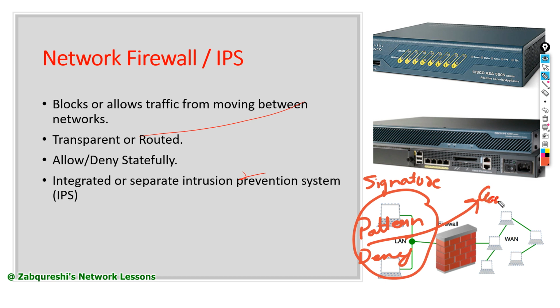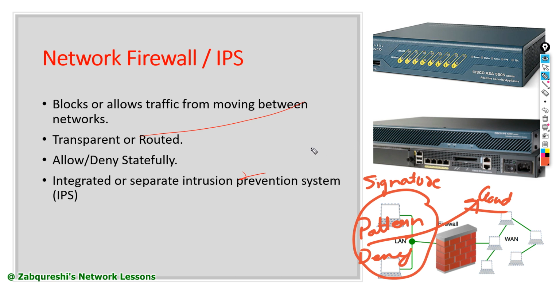The signatures get updated from time to time, and the IPS gets to know that this signature has some bugs or something that can harm the network, right? So it denies it dynamically.